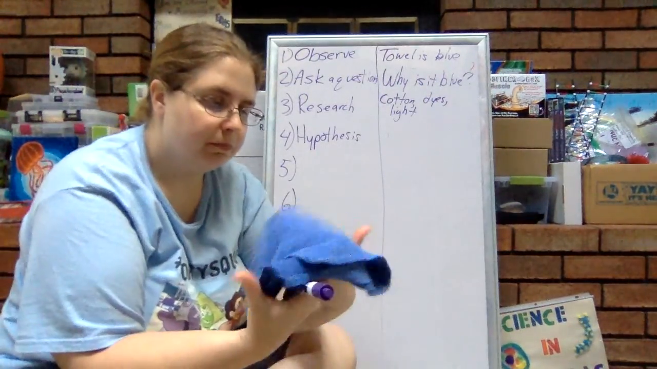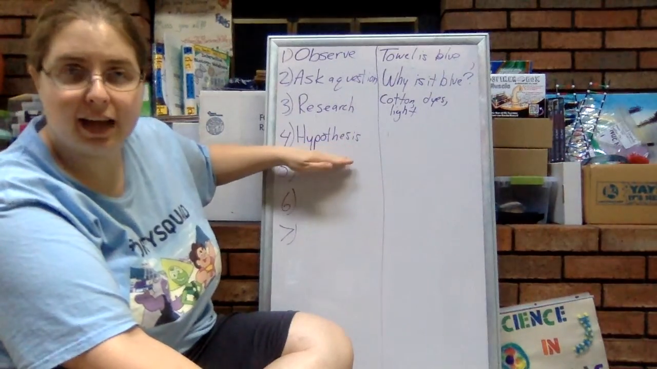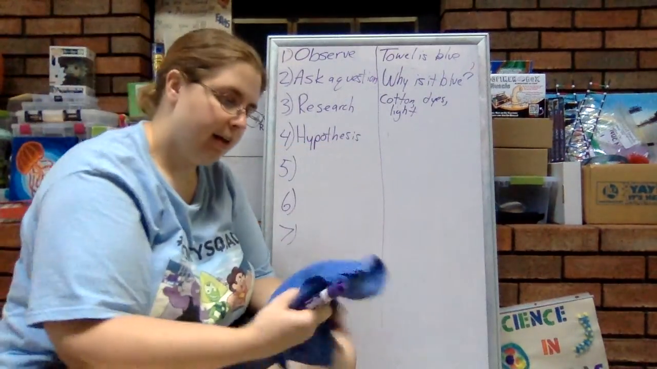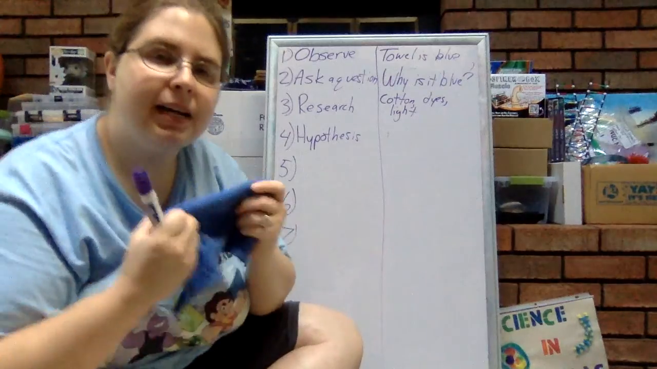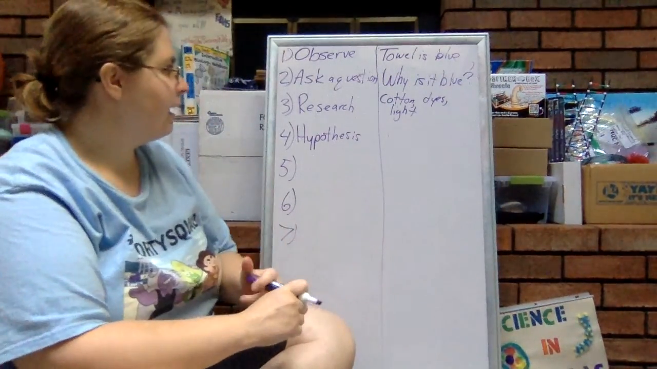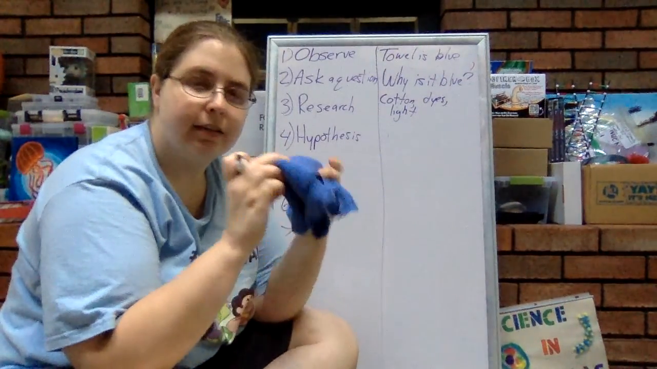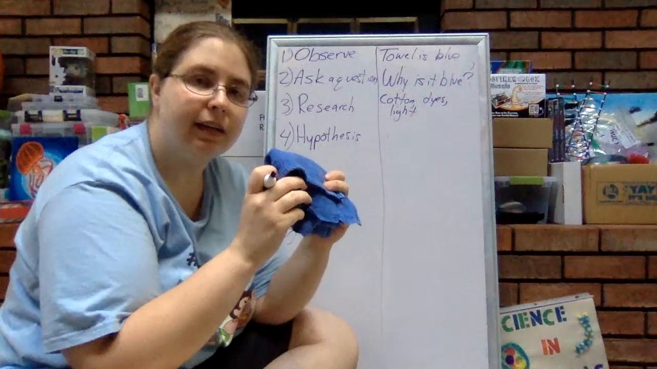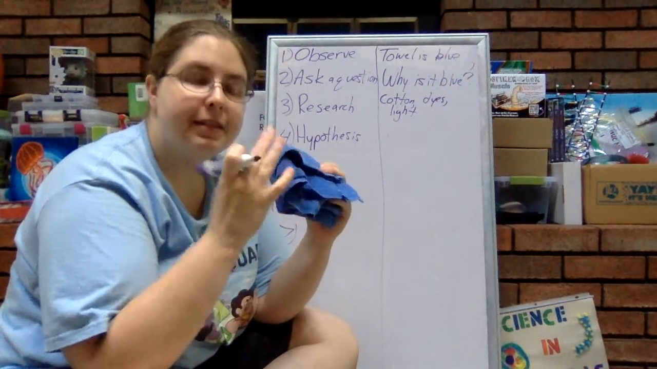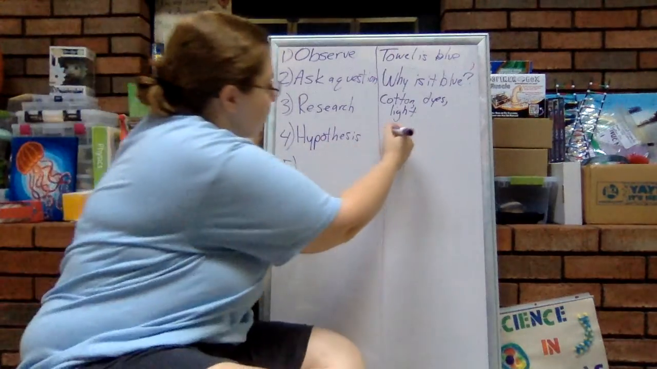All right, so I've done my background research. I can now make my educated guess, my hypothesis. So based on my research, I'm going to say that my educated guess is that the towel is blue because the dye absorbs the blue wavelength of light.